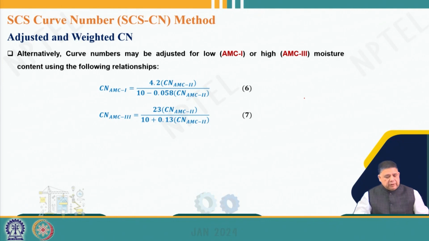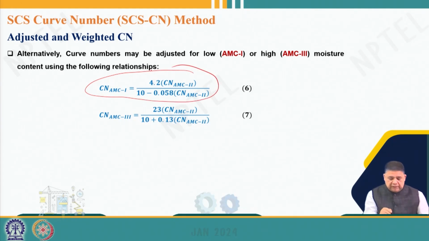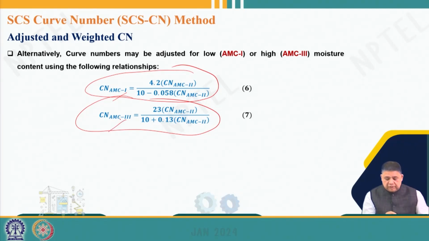Now, another important thing is that besides the table we just saw, there are some equations also available for determining the curve number for AMC1 or AMC3, provided we have AMC2 values. So, these relationships, as you can see, are in terms of AMC2. So, knowing the curve number value for AMC2, we can also mathematically determine the values of curve number for AMC1 and AMC3.